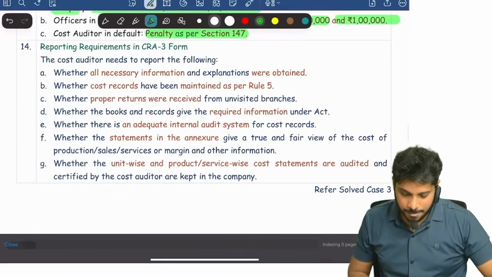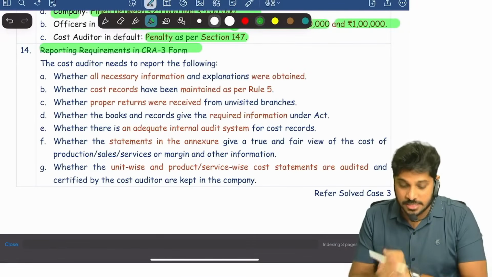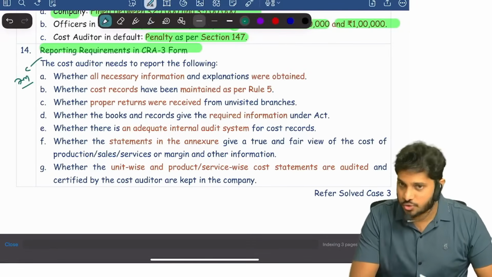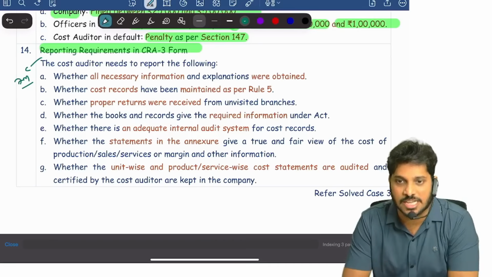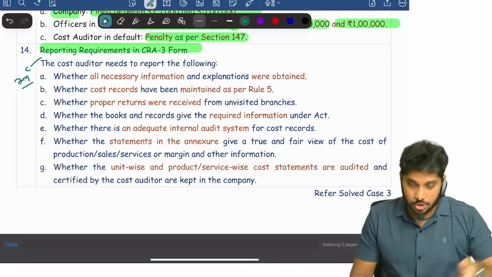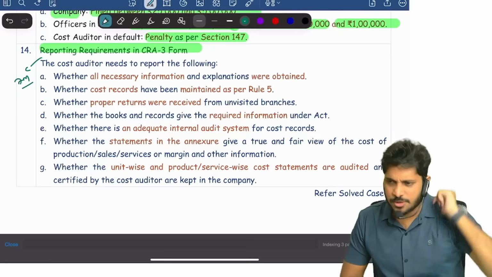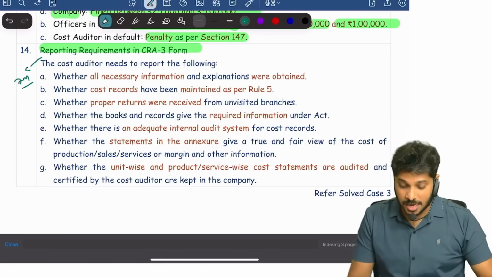Are you clear? Next, what are the reporting requirements in the CRA 3 form? This was asked as a 7 marks question already, in the last attempt or the one before that. So in June 25 or in December 24, somewhere this was asked. What are the CRA 3 form requirements?